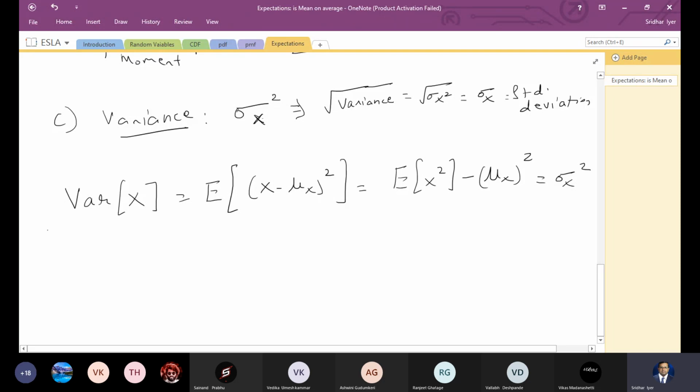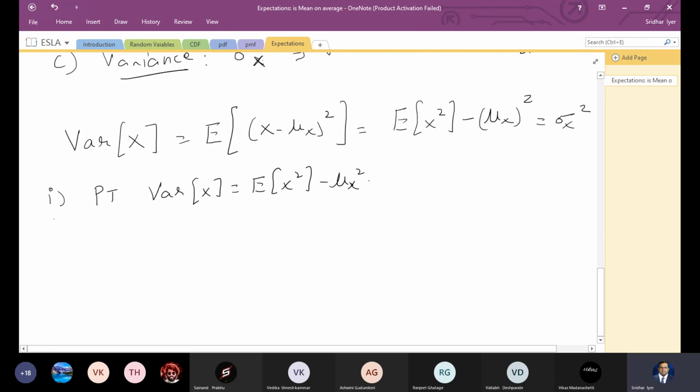So let us prove that. Let me write this as 1. Prove that variance of x is E of x square minus mu x the whole square. So the proof is here. Let us first write the definition of the variance. So the variance of x is E of (x minus mu x) the whole square.